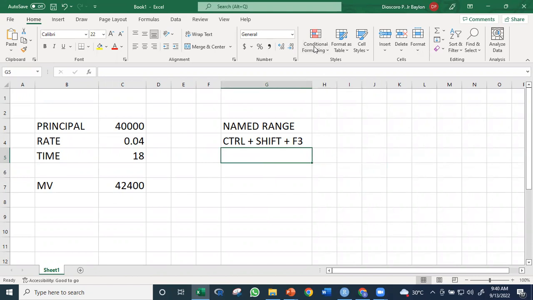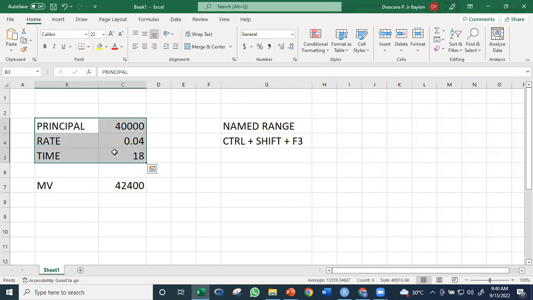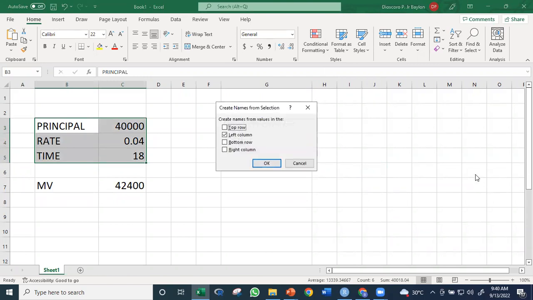Anyone using Mac? For the benefit of your classmates who are using Mac, if you highlight this, what's the command for that? Is it Command Shift F3? Anyone please using Mac? Could you share to the class? Hello, anyone using Mac? None? Okay, so I'm assuming no one's using Mac.